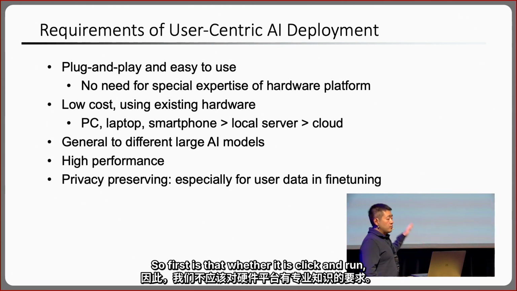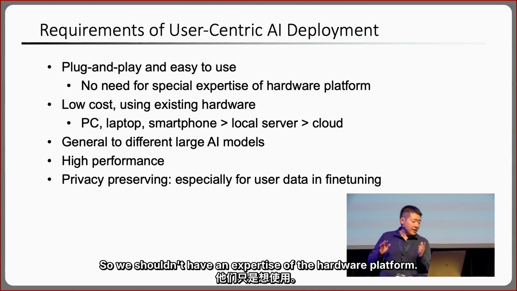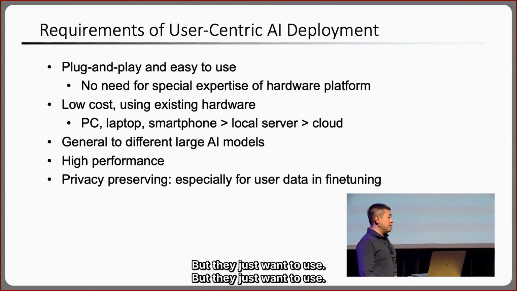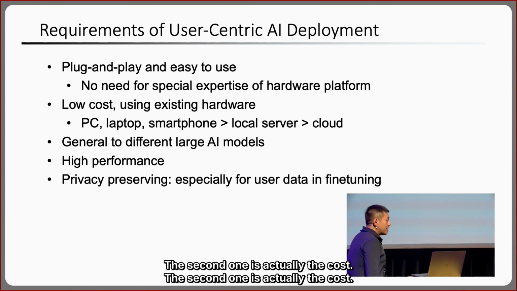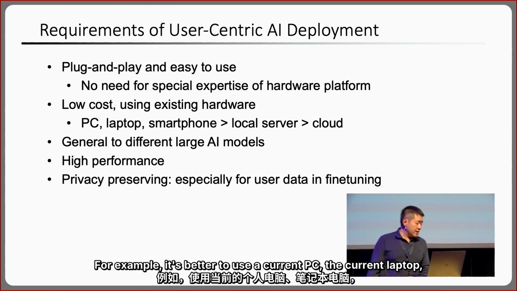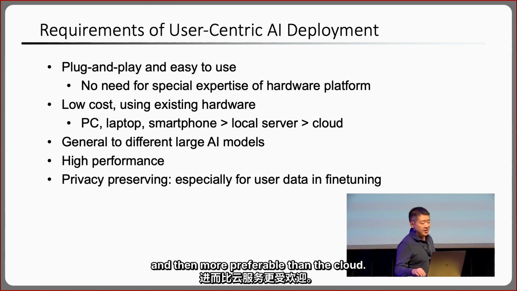The first is whether it is click and run, whether it is plug and play and easy to use. So we shouldn't need expertise of the hardware platform. And many people don't even need expertise of the model, but they just want to use it. The second one is actually the cost. It's better to use the existing hardware compared with expensive hardware. For example, it's better to use the current PCs, the current laptops, even mobile phones, better than the local servers, and then more preferable than the cloud.